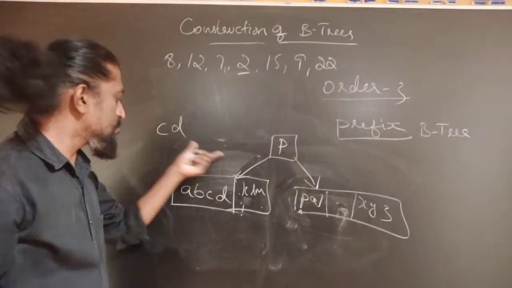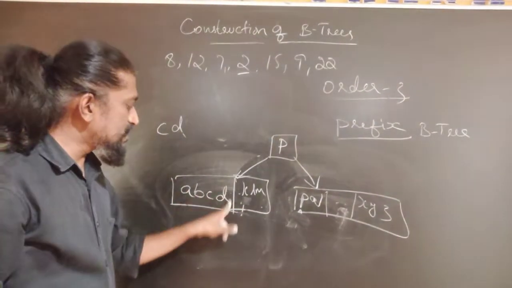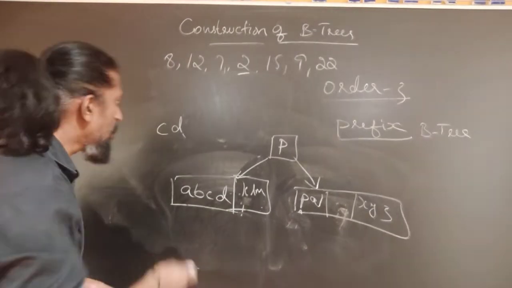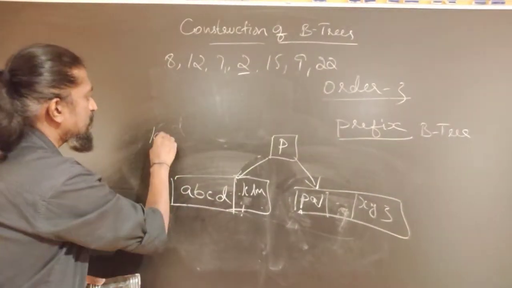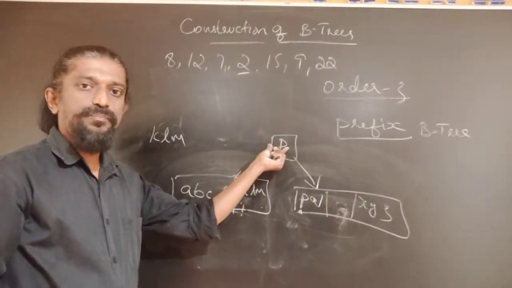So I will come to this particular block ABCD, KLM. If CD was present, it must be present in between this. It is not present, so the search is unsuccessful. Or let me assume I need to search KLM itself. In that case, I will come here, K and P.